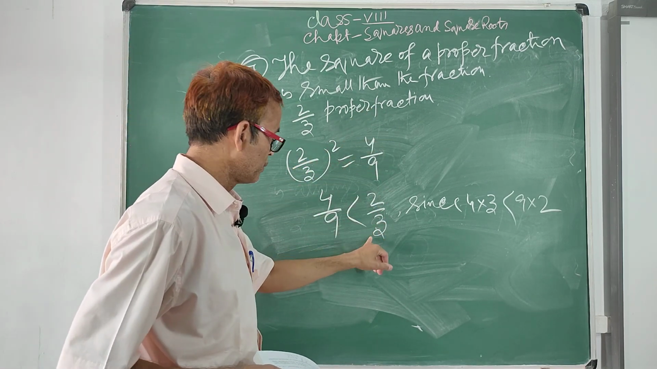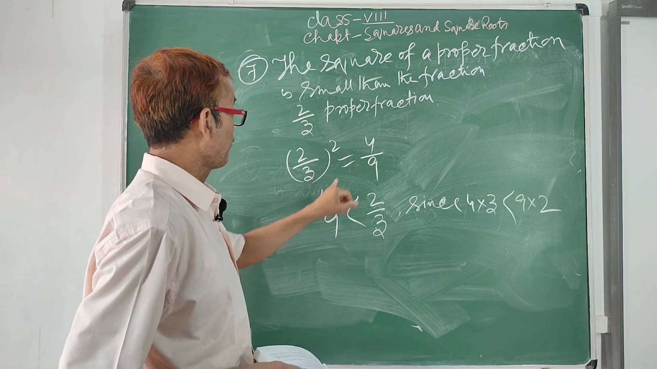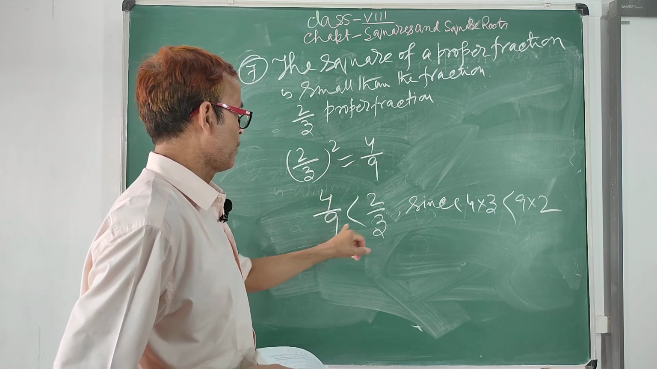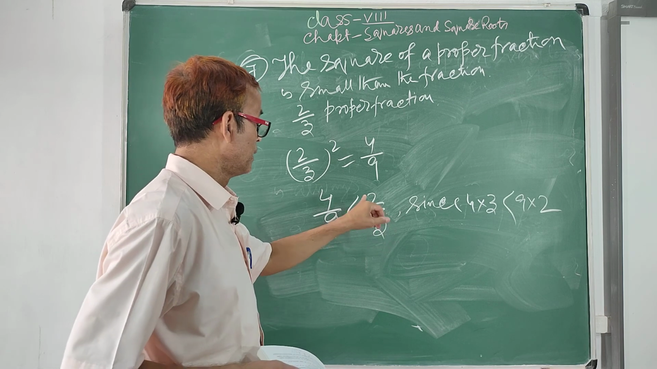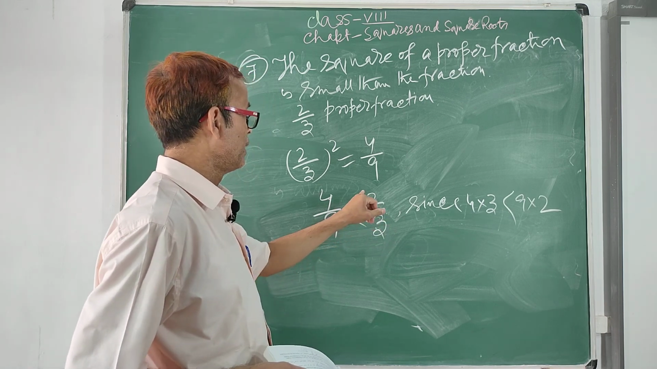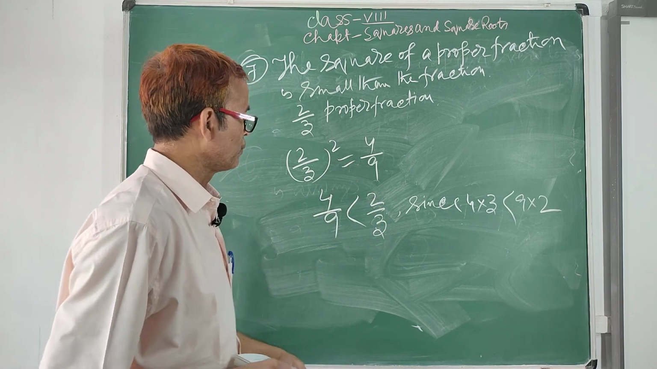Here the fraction is 2 by 3. The square of the proper fraction is 4 by 9. 4 by 9 is always less than the fraction. The fraction is 2 by 3.